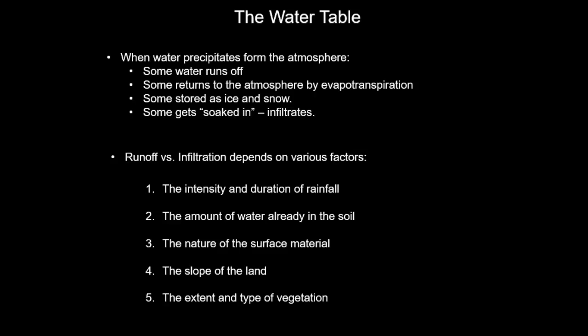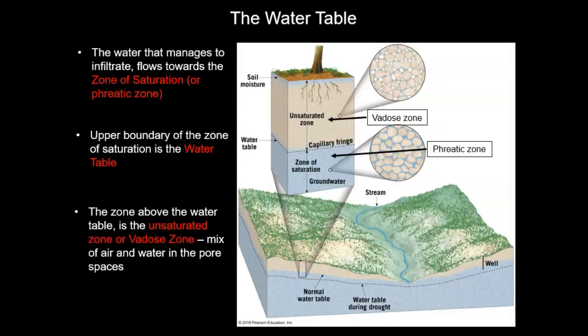So for some examples of how these 5 factors are going to influence whether the water becomes runoff or infiltrates, go back to the lecture on chapter 13, where I talk a little bit more about the different examples. All right, so now we're going to talk about the water table a little bit more and the different zones that make up the depths at which water lies or does not lie.